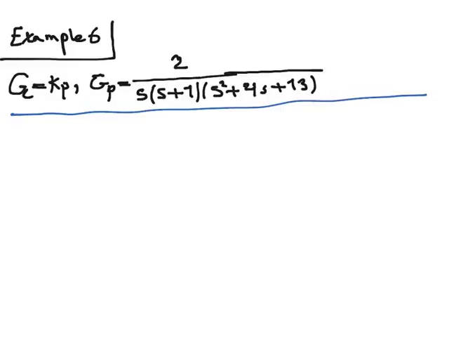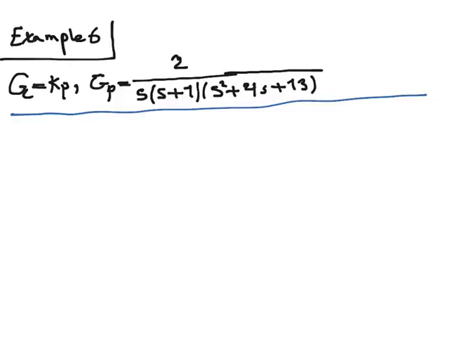Okay, let's start with example number 6 for drawing the root locus. Again, here GC is provided as KP and GP is provided as 2 divided by S times S plus 1 times S squared plus 4S plus 13. And our aim is to draw the root locus for the system, both for negative values of KP and for positive values of KP.